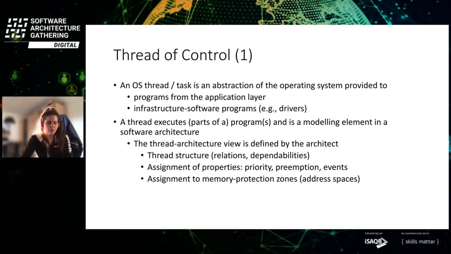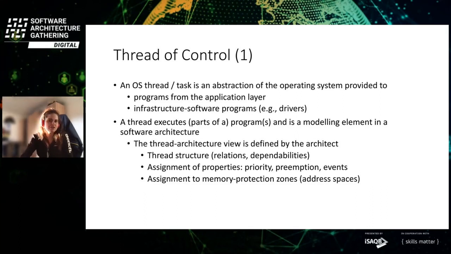And the scheduler basically works with so-called threads of control. And this is also an abstraction of the operating system that is provided to the programs from the application layer and also to other infrastructure software programs, for example, drivers or communication services, for instance. A thread is, you could say, a software modeling element such as any other software component. So what you do in an embedded system is that you think of a so-called thread architecture view, which you define as an architect. So you think about which kind of threads do I have in my system?